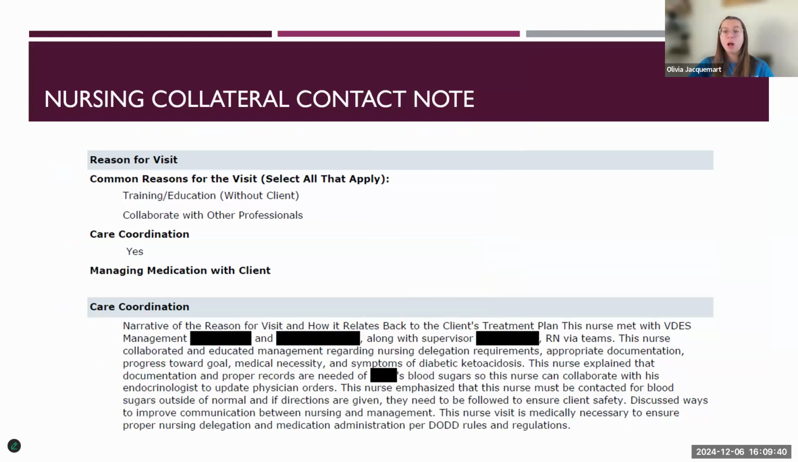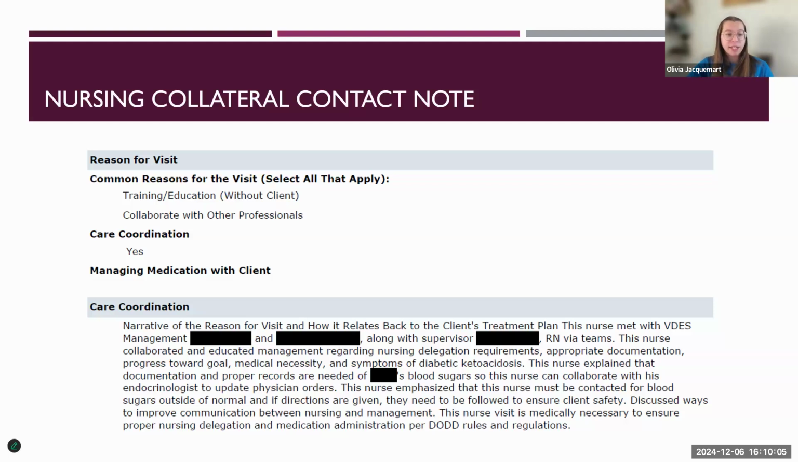And here we have an example of a nurse collateral note. So we can see that there are the common reasons for the visit, training and education without the client has been selected, as well as that collaboration with other professionals. Notice care coordination, yes, has been selected, but managing medication with clients has not. So in the care coordination, there is that narrative for the reason.